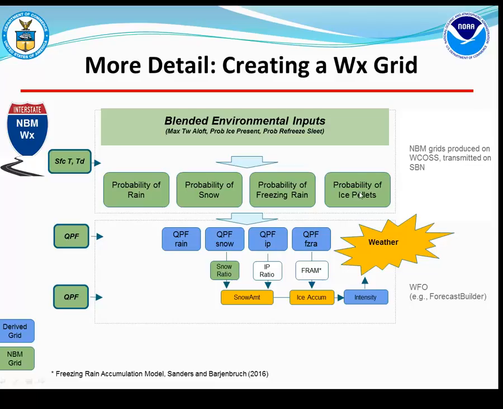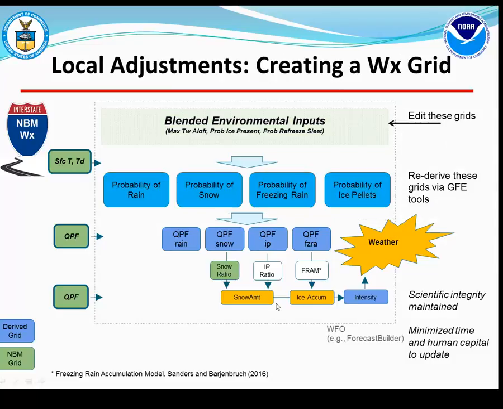All of these combine then to also build a weather grid. And this is done right now, at least one of the techniques, is to use the forecast builder infrastructure to create these final grids. So what happens at the local level when some of that information does not look consistent with the observations? Well, the WFO level forecaster can come in here, or the WPC, or whatever the National Collaborative Forecaster desires, can edit these blended environmental inputs and then move into the rederivation of those probabilities, which is automated.